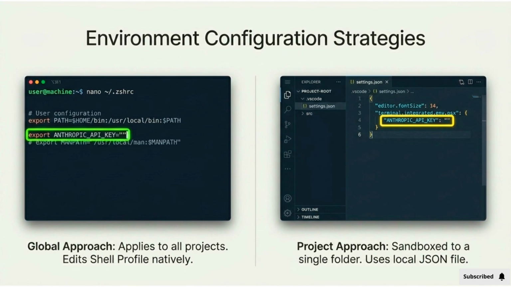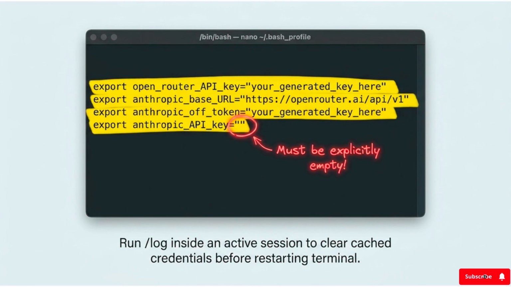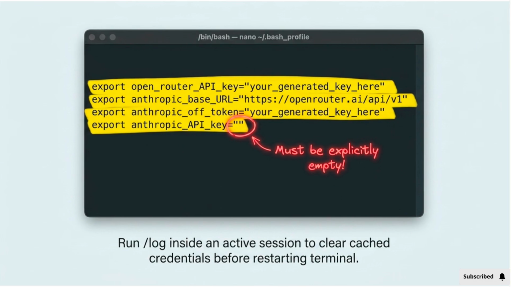You have two options for environment configuration: the global approach, which edits your shell profile, or the project approach, which uses a local JSON file for scoped isolation. In the global approach, ensure the Anthropic API key is explicitly empty, as shown. Run the log command inside an active session to clear cached credentials before restarting the terminal.